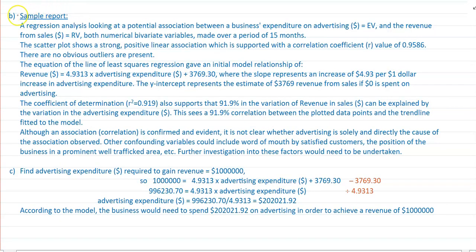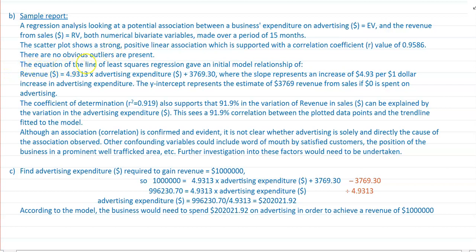Part B asks for a sample report. So this is where I would take all of those statistical values and put them in a summary report. I'd start off by identifying my explanatory variable as expenditure on advertising and my response variable as the revenue from sales. They're both numerical bivariate variables, and there's a period of 15 months worth of data. The scatter plot shows a strong positive linear association, which is supported by a correlation coefficient value of 0.9586. There are no obvious outliers present.